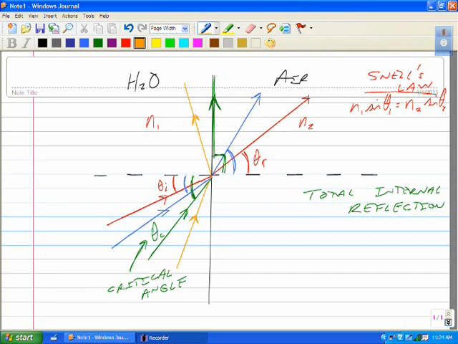So the red and blue rays refract, and they go from the water to the air. The blue and orange rays do not make it into the air, and they stay in the water. When that happens, we call it total internal reflection. There's no light passing from one medium to the other. Are the orange angles identical? Yes, by the law of reflection, this angle here is equal to that angle there.